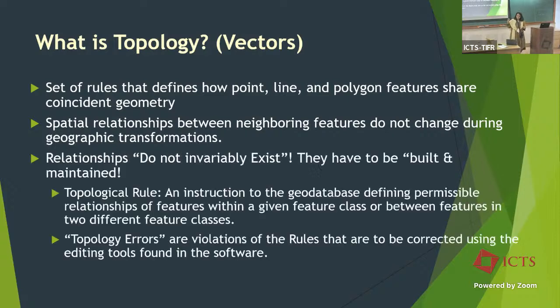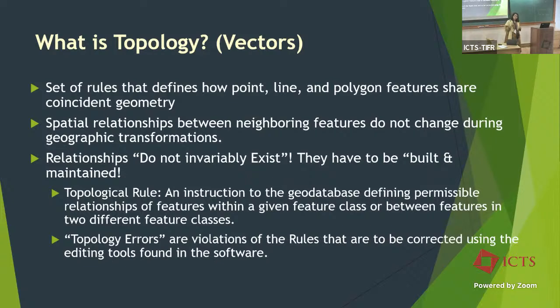But the thing about topology is that it does not invariably exist. It has to be built and maintained, okay? So this is especially important to remember when you are generating a GIS layer from scratch by digitizing features of any kind of map. Okay, so some software, including QGIS, allow you to define these topological rules. And how you define these topological rules will depend on what you are trying to represent.